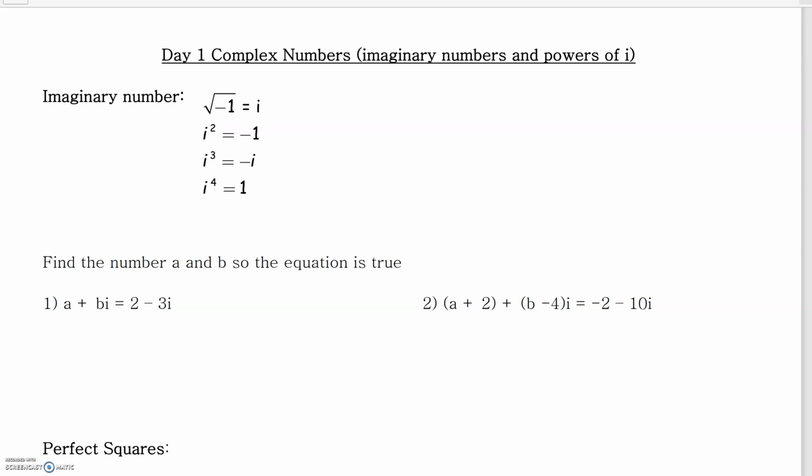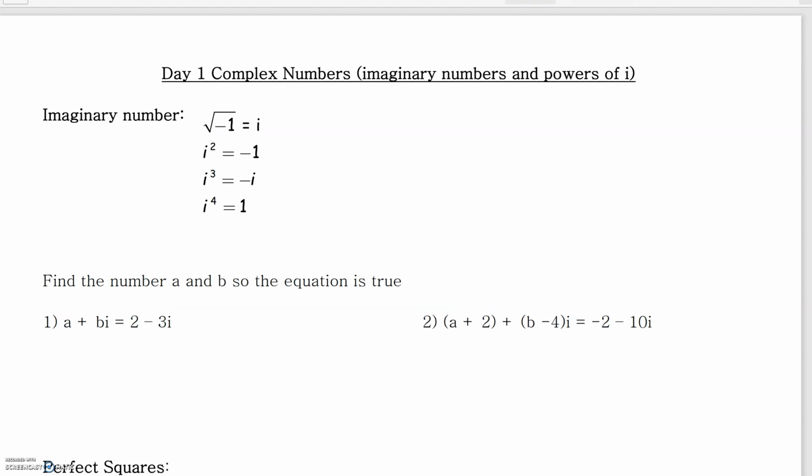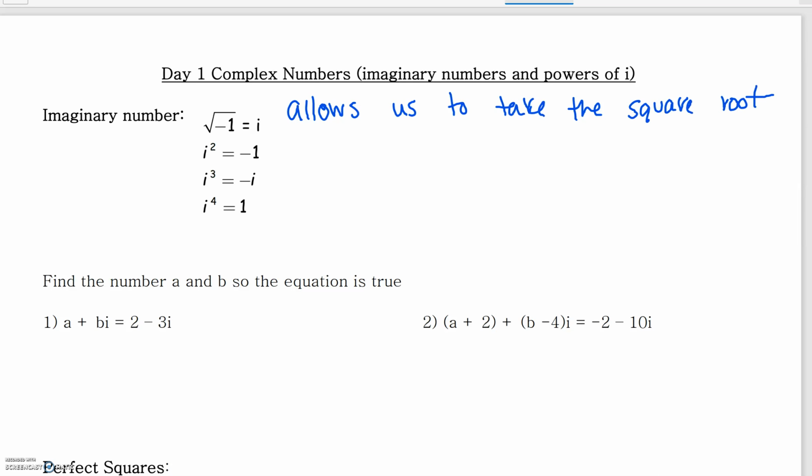So in this lesson, we're going to talk about complex numbers or imaginary numbers and the power of I. So imaginary numbers allow us to take the square root of a negative number.